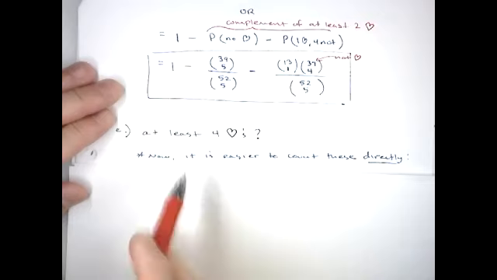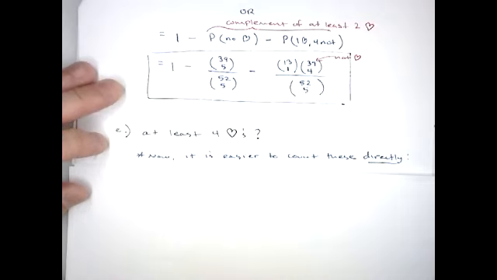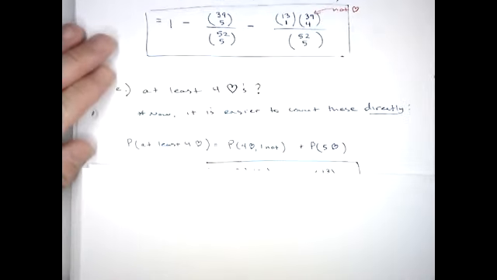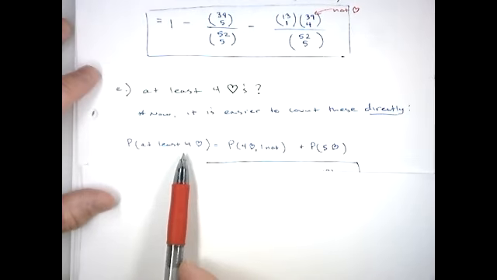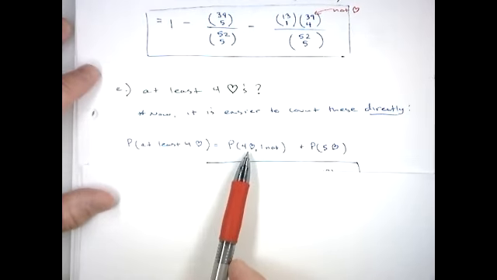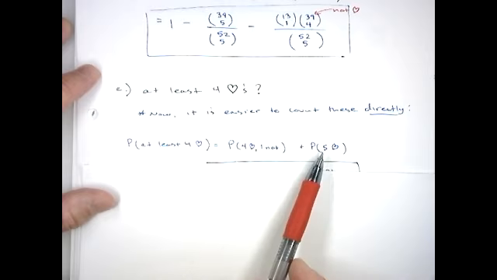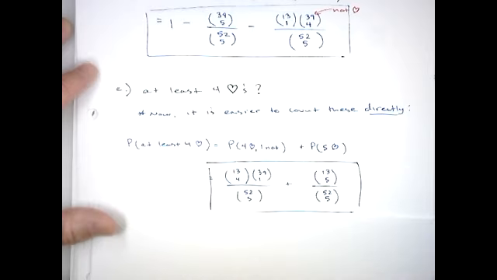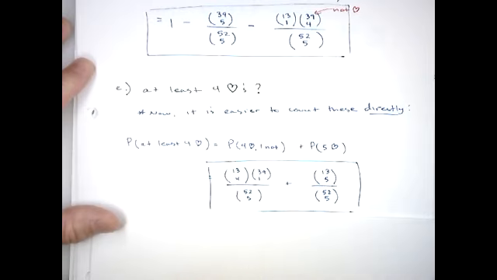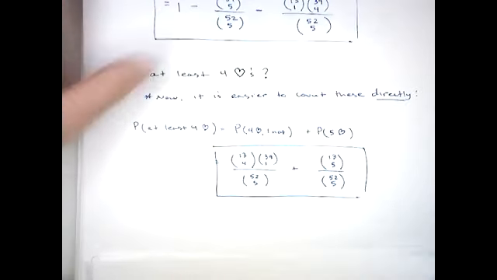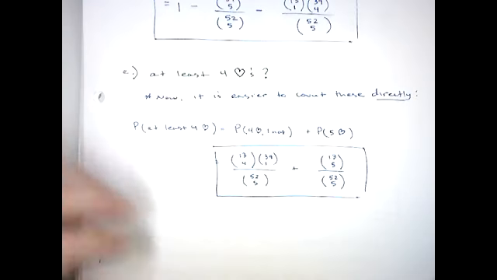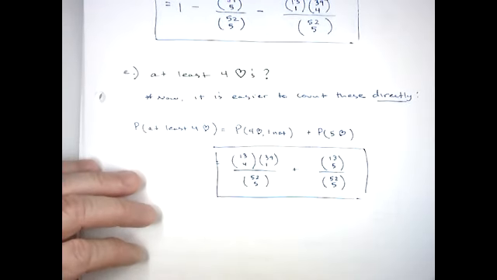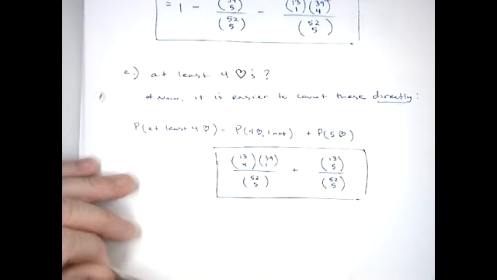I wanted to show you, so I don't want you to think that you always use the complement if they ask an at least question. You have to decide which is going to be easier. And here, I think it's easier to just compute this directly. At least 4 hearts means you're looking for the probability of getting 4 hearts or 5 hearts. And that's only 2 probabilities to add up versus the complement, where you'd have to do 1 minus the probability of getting no hearts, 1 heart, 2 hearts, or 3 hearts. That would be a lot more difficult.